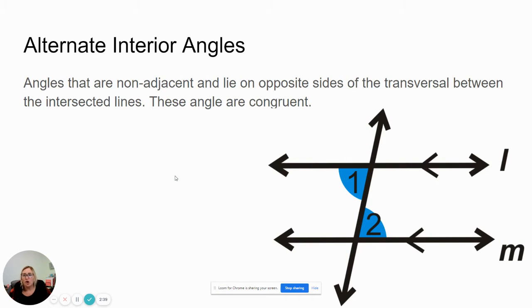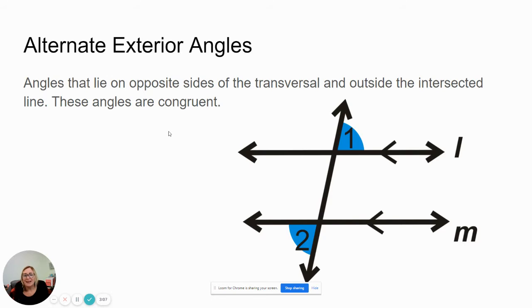The next one is an alternate interior angle. So interior is inside of the parallel lines, and alternate because they're on either side of the transversal. Okay, so 1 and 2 is an example of an alternate interior. Okay, they're not adjacent, they don't touch. Okay, and they're on opposite sides of the transversal. Those angles are congruent.